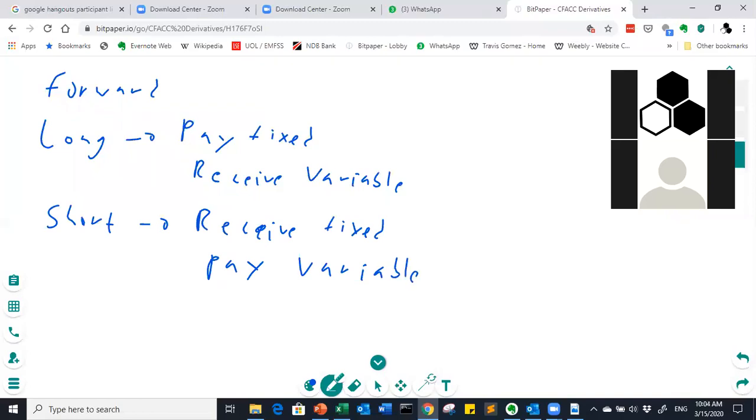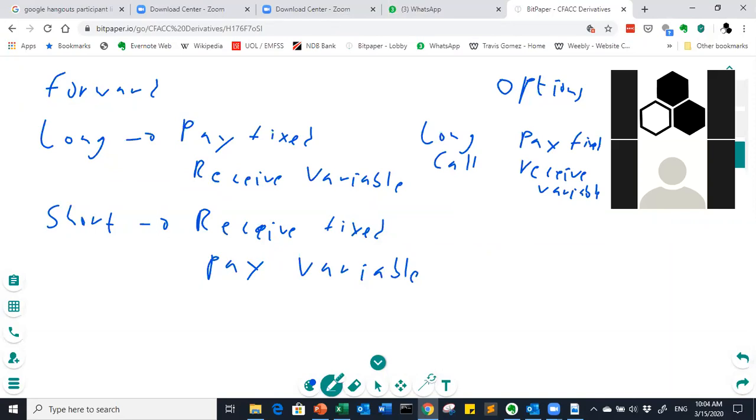Okay? In the case of options, if you're long on the call option, what you're doing is you now have the right to buy something. So which means that if you decide to exercise it, you will pay the fixed fee, which is that strike price, and you receive the variable, okay? So this is only in the situation where you decide to exercise the option.